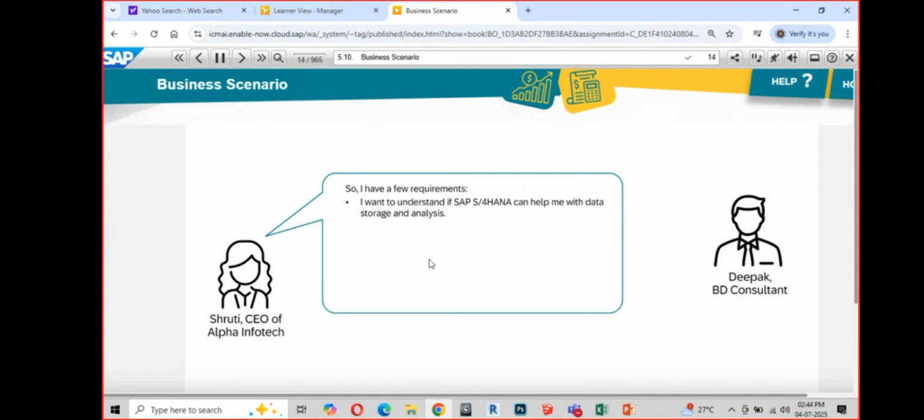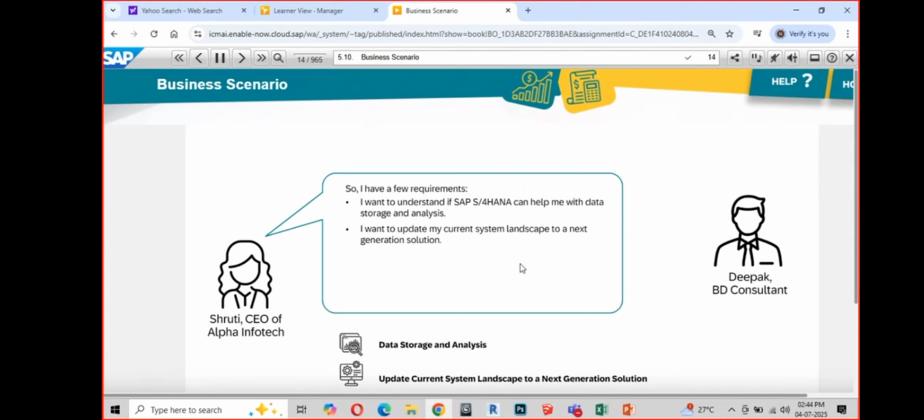So basically, probably even you would have had these questions. I want to understand SAP S/4HANA with the data storage and the analysis.